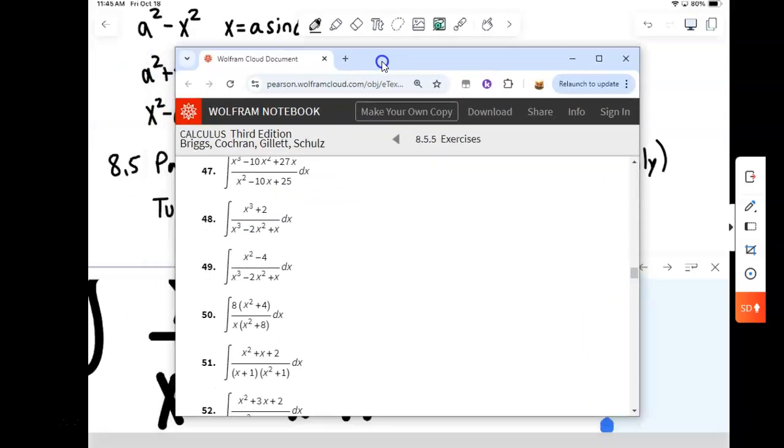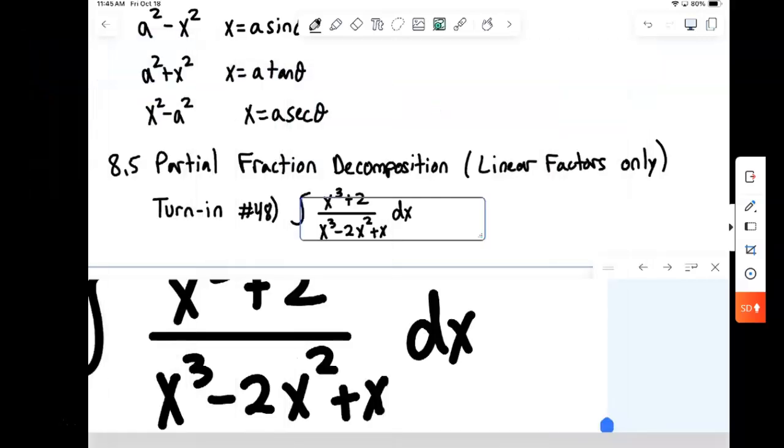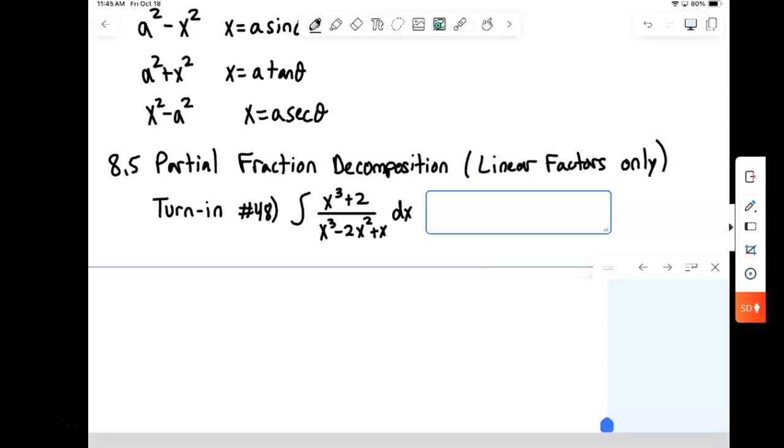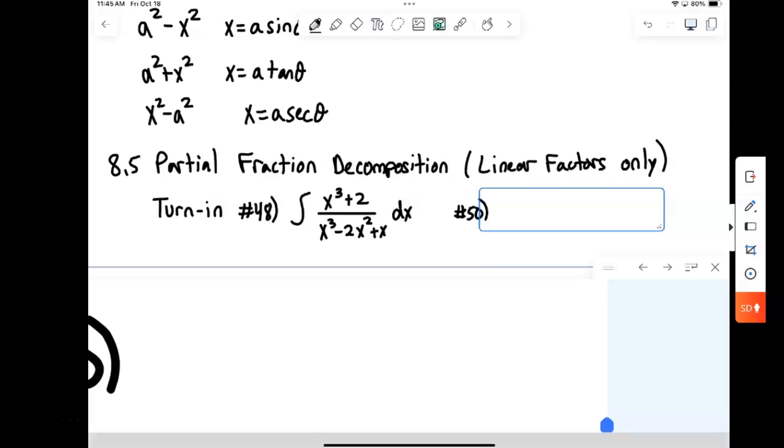The other one I'm going to give you is problem number 50. 8 times x squared plus 4 over x times x squared plus 8. So here you're dealing with a quadratic factor in that denominator. So that's the second one. And those are two you're going to turn in. And again, when you take the test, just turn those in.